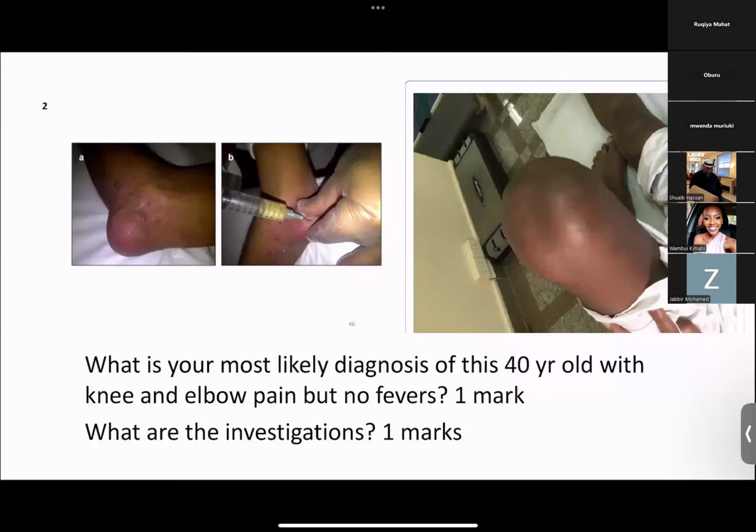Which condition is notorious for olecranon bursitis and can also give knee pain? You guys know? It's gout. It's not very obvious, but it's also pretty obvious.